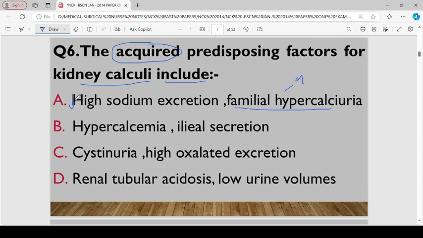Hypercalcemia and ileal resection. Again, ileal resection makes this option to be wrong. Cystinuria and high oxalate excretion, they have to accumulate to cause those stones, right? Renal tubular acidosis and low urine volumes predispose one to kidney stones.